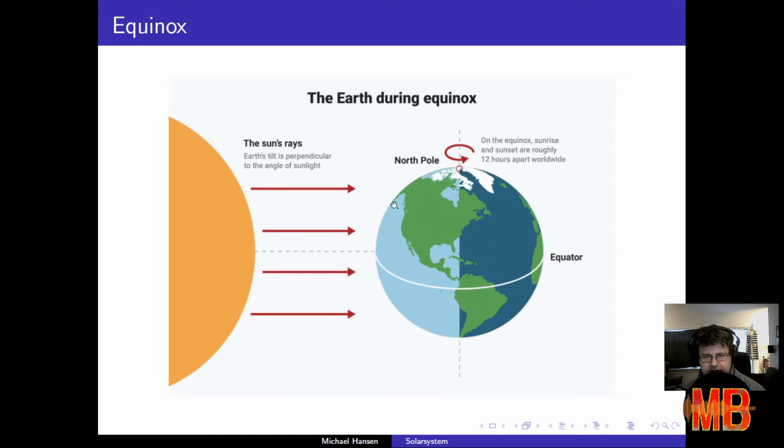You can also see it here. If you draw a line here, if you draw a line here, no matter where you draw these lines like we saw before, you'll get half in light and half in nighttime. So no matter where you live on Earth during an equinox, you'll always get 12 hours of daytime and 12 hours of nighttime.